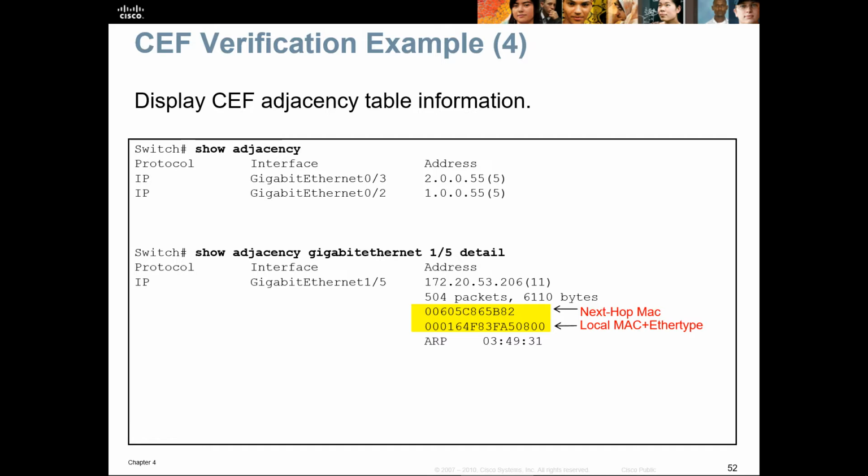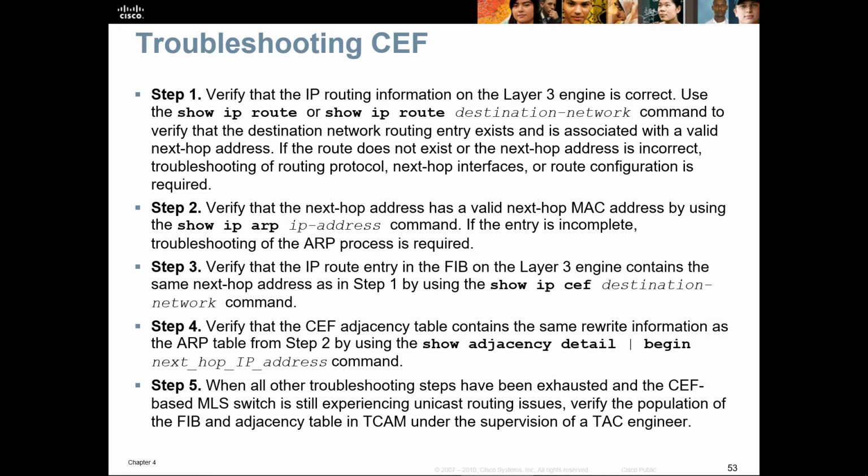Verification, again pretty straightforward. Show adjacencies, double check the table. Troubleshooting CEF, the general 5 steps: verify the IP, verify the next hop, verify the IP and the FIB table, verify the CEF table, and when all other troubleshooting steps have been exhausted and the CEF-based MLS switch is still experiencing unicast routing issues, verify the population of the FIB and adjacency tables in the TCAM under the supervision of a TAC engineer.